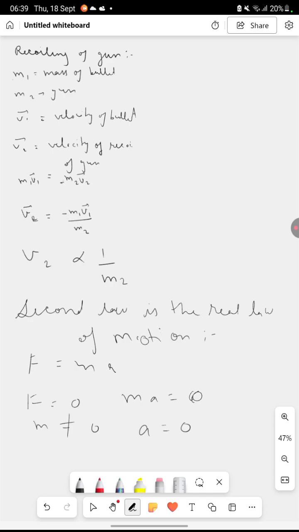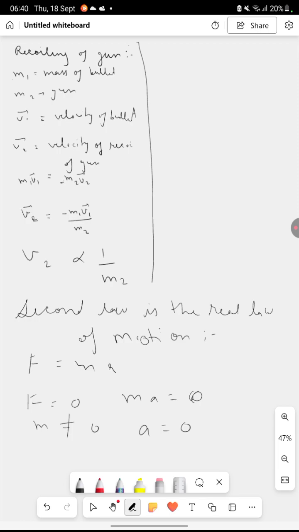When no external force is applied on the body, there will be no change in its state of motion or rest. Meaning if there is no acceleration, there will be no change in the state of the body. So from here we can say the first law is contained in the second law. Now we can see how the third law is contained in the second law.